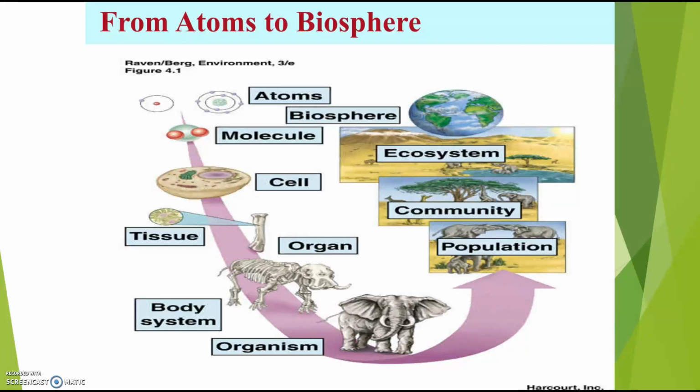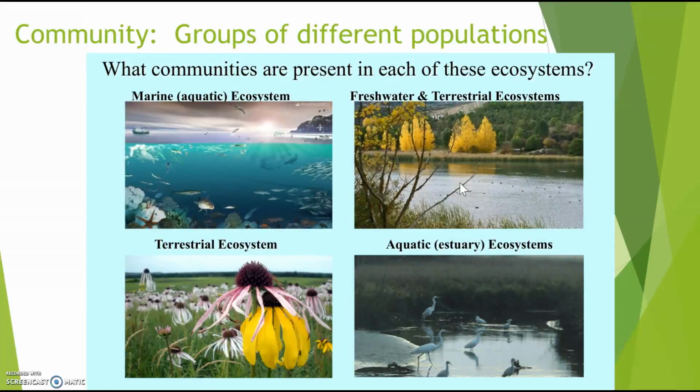So we know that a biosphere is composed of ecosystems. Ecosystems are then composed of communities. And we're going to be looking at the definitions of the community, the population, and the organism. A community is a group or groups of different populations.